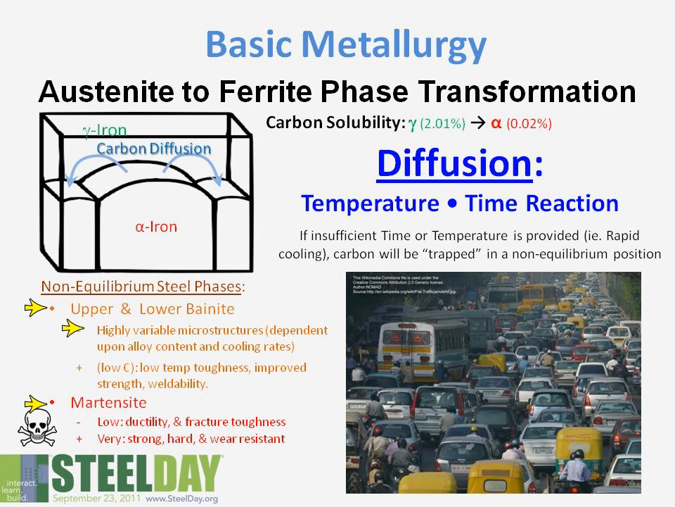Now, bainite has some undesirable properties. With low carbon bainite, we can actually get some desirable properties, such as low temperature toughness for steel, improved strength, very good weldability. Martensite, on the other hand, is something we don't want. That comes from very rapid cooling, or quenching. We end up with a very hard, strong, wear-resistant structure, but it also has extremely low ductility and consequently low fracture toughness, so that's not desirable.